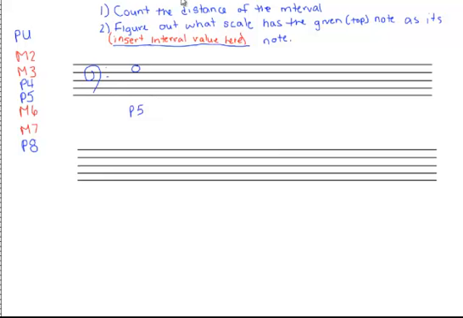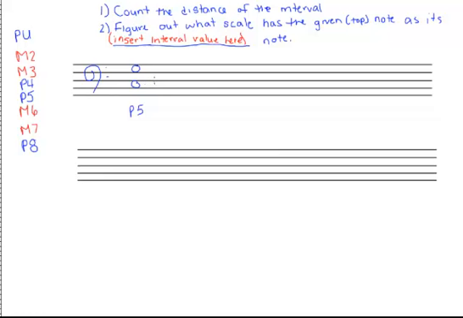So our first step is the same. Count the distance of the interval, except this time we're counting down, right? From our given note. We're asked to write it below a G. So 1, 2, 3, 4, 5. We count down and we end up writing in a C.